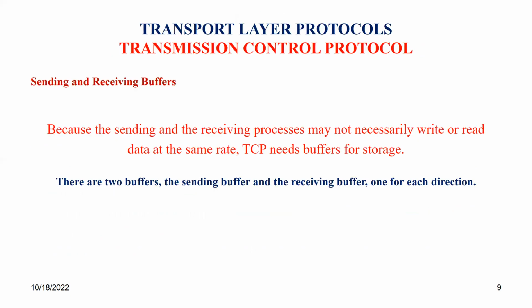The third one is sending and receiving buffers. We don't have the capability of writing and reading data at the same rate. So TCP uses buffers for storage, one sending buffer and one receiving buffer, one for each direction. Both buffers operate in a cyclic manner.